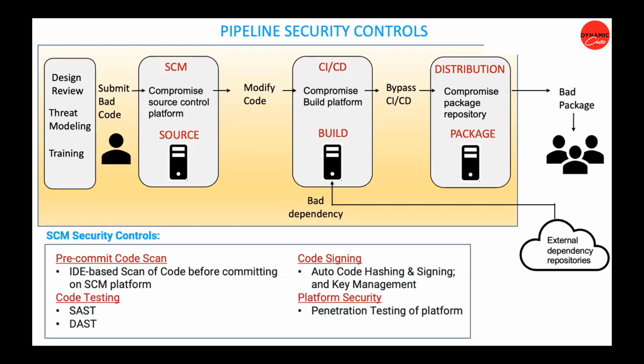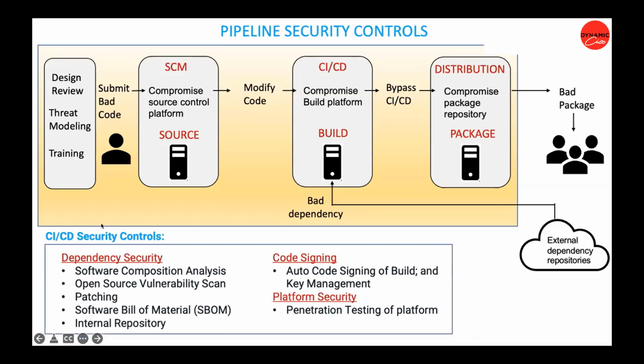Then you have, in the SCM part, before the code is committed, an automatic scanning of the code right at the developer's workstation itself, right? There are these IDE-based scanners. After that, SAST and DAST are to be done right at the SCA stage. Code signing, which should be automatic code signing, not only at the last node. At every step of the pipeline, code signing should be done so that no modified code can be added. And then, of course, the platform security.